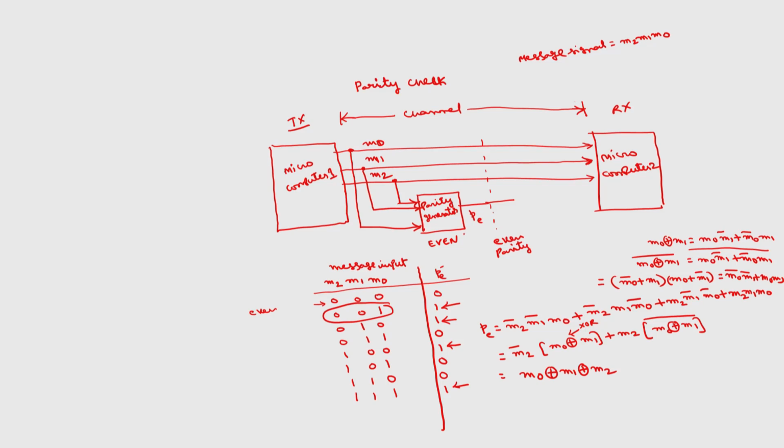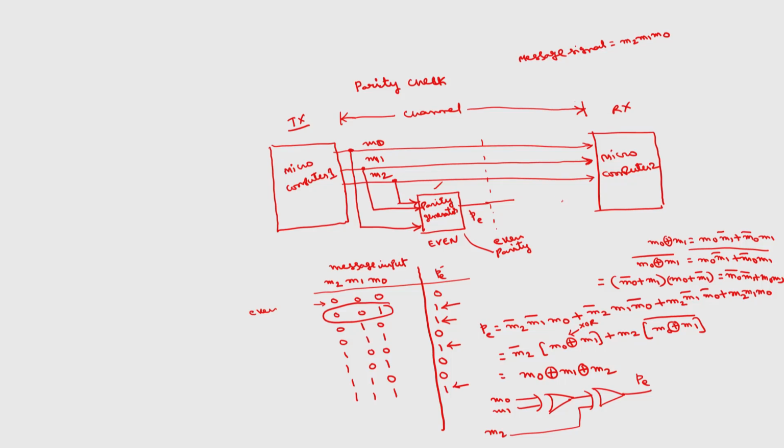So, the circuitry inside this even parity generator is basically 3 exclusive OR gates. So, this is PE, this is M0, M1, M2. So, this circuitry will be available inside this parity generator.